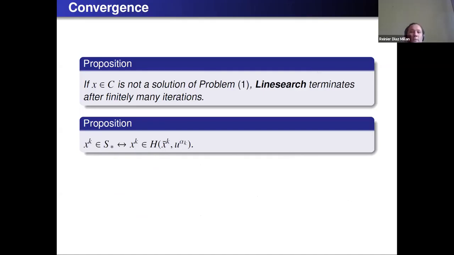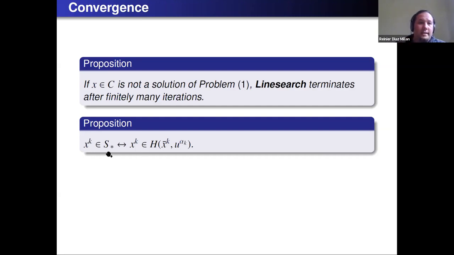With these assumptions, if we start at a point that is not the solution of problem one, which in theory, as we are asking for A3, is the same as problem two, the variational inequality, the primal and the dual one, then if we are not in the solution set, the line search terminates after finitely many iterations. The line search is well defined. It will stop in a finite number of iterations, okay? Of course, that is why we need to ask if the current point is in the solution set or not.